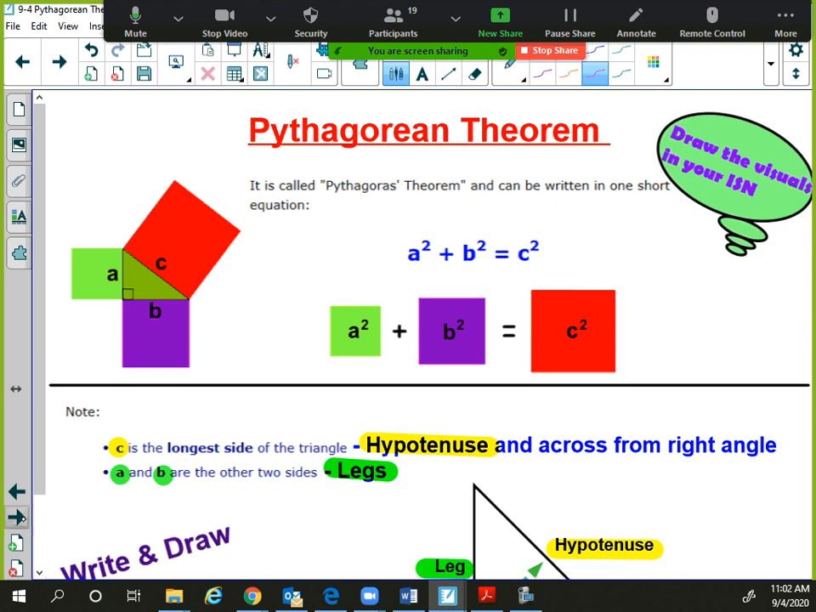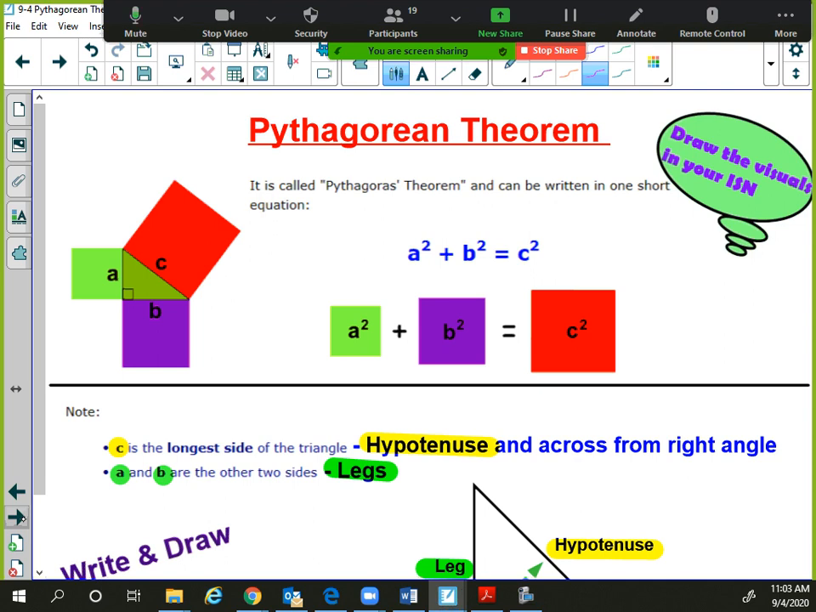All right, here is the notes page that was loaded in Canvas. So this is the one that some of you might have printed. It is called Pythagoras' theorem and can be written in one short equation. That theorem, the equation, is a squared plus b squared equals c squared. And here's a visual of that.